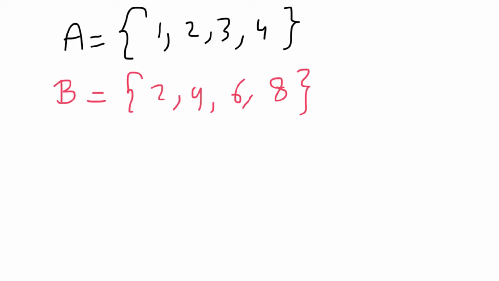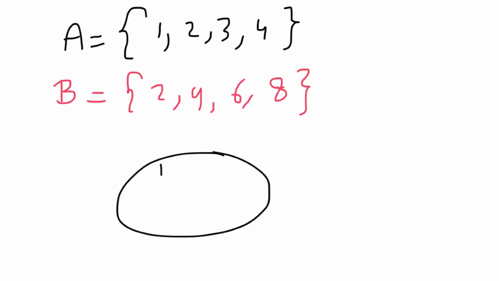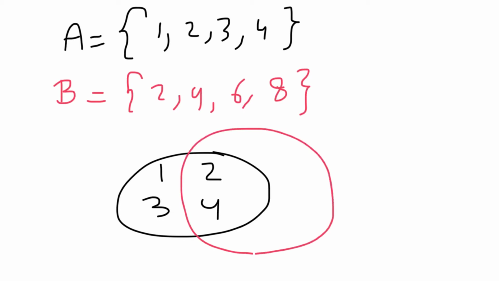Okay, so if I use a Venn diagram for A, it's 1, 2, 3, and 4, isn't it? Let us use a Venn diagram for the second one, for B. B is 2, 4, 6, and 8. Here's 2, here's 4. We just add 6 and 8. Okay, so this is B, and this is A.